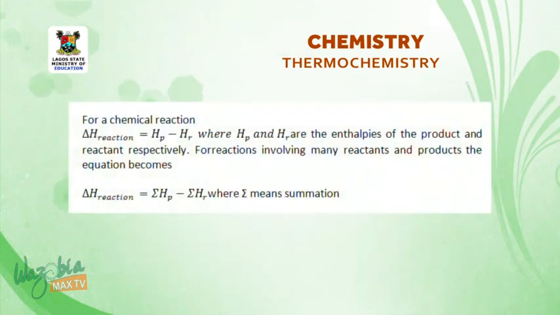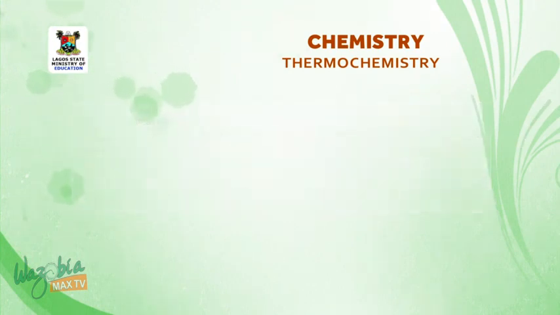For a chemical reaction, delta H of reaction equals HP minus HR, where HP and HR are the enthalpies of the product and reactant respectively. For reactions involving many reactants and products, the equation becomes delta H of reaction equals sigma HP minus sigma HR, where sigma means summation.